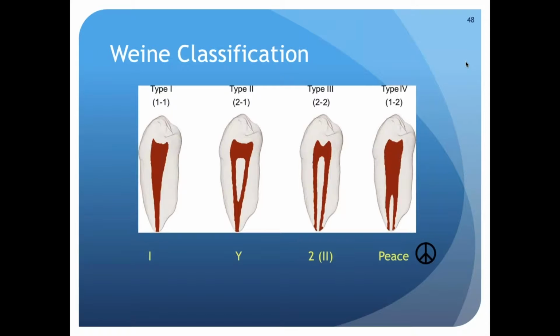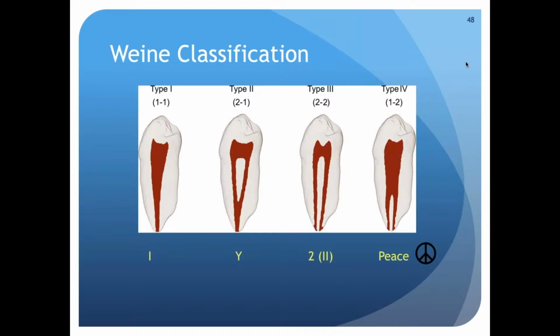So let's talk about Vertucci classification. Vertucci classification is basically talking about coronal to apex, how many entrances do I have and how many exits. So for your type 1, I have one canal going all the way down from the crown of the tooth to the root. For our type 2, I have 2 canals that go into one foramen with one exit. My type 3, I've got 2 orifices that go all the way down the root and exit as two exits. And then our type 4, that's one entrance, one orifice, and with 2 exits out the apices.